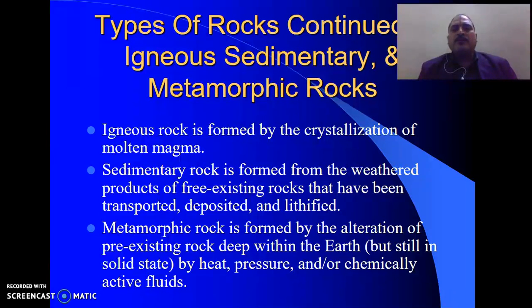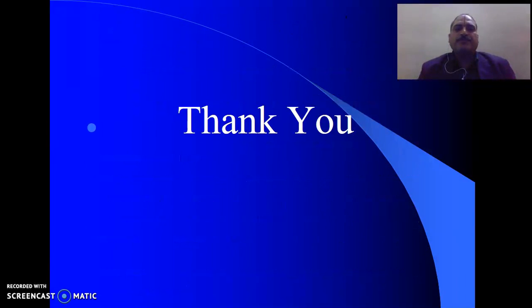Igneous rock is formed by the crystallization of molten magma, as we have seen in the earlier slide. Sedimentary rock is formed from the weathered product of pre-existing rock that has been transported, deposited, and lithified. Metamorphic rock is formed by the alteration of pre-existing rock deep within the earth, but still in a solid state, because of heat, pressure, and chemically active fluids.